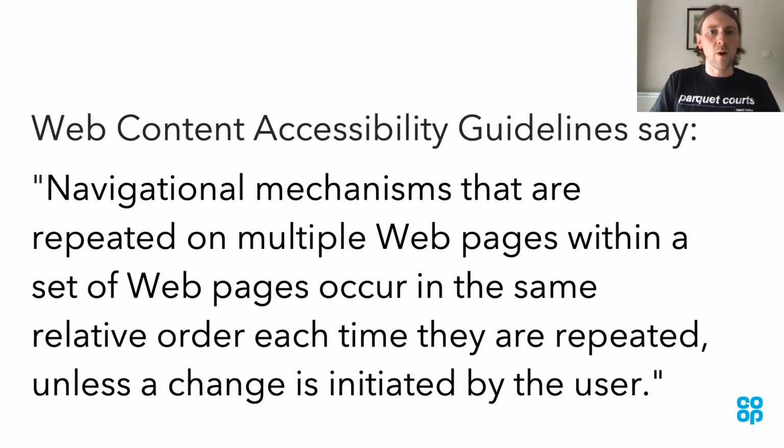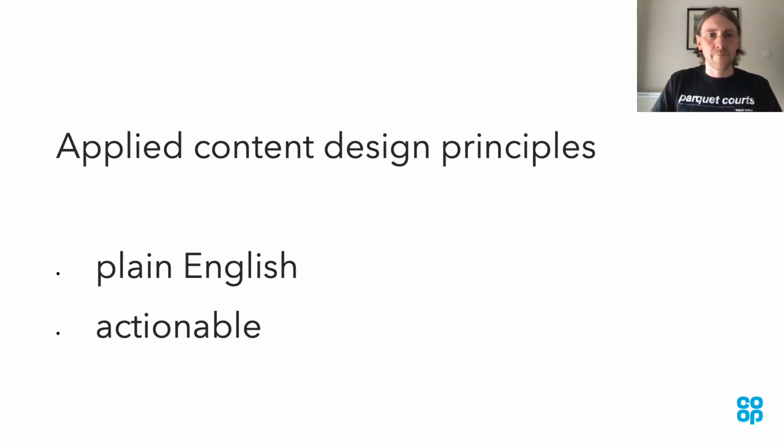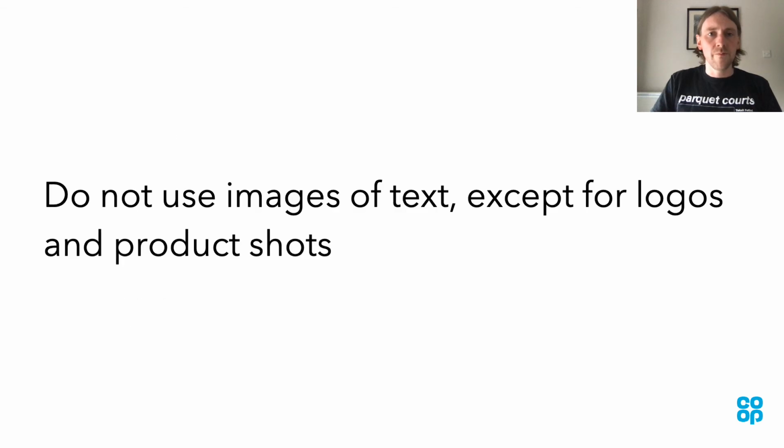For example, web content accessibility guidelines say navigational mechanisms that are repeated on multiple web pages within a set of web pages occur in the same relative order each time they are repeated unless a change is initiated by the user. Whew. We say use menus, buttons and icons consistently. We've made them actionable. So for example, do not use images of text except for logos and product shots, so it's a clear statement.